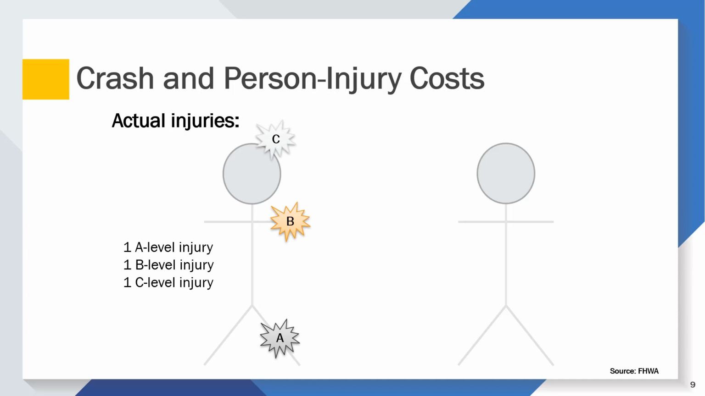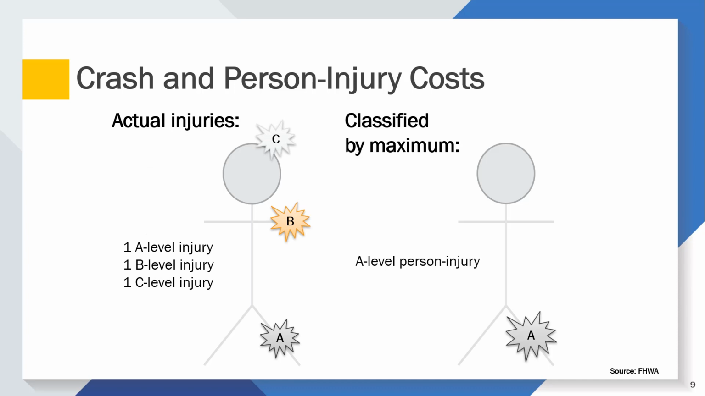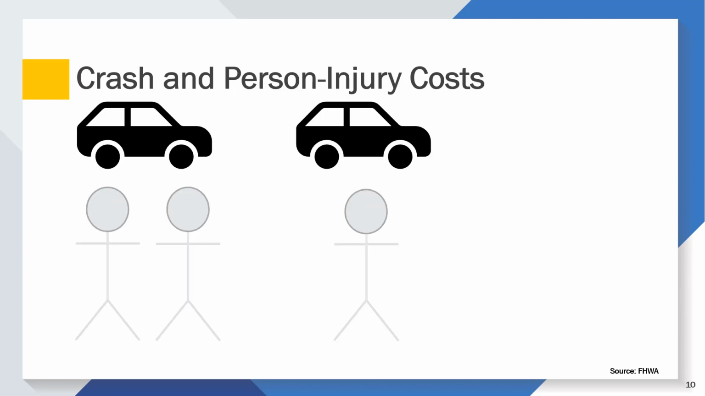Each crash may involve multiple road users, and each of them may sustain multiple injuries. The term person injury cost represents the average amount attributable to each victim. Person injury cost values are categorized by the most severe injury a person sustains, including no injuries. The overall severity of a crash is determined by the most severe injury sustained by any victim. Crash costs represent the average cost of all injuries and property damage in each crash.